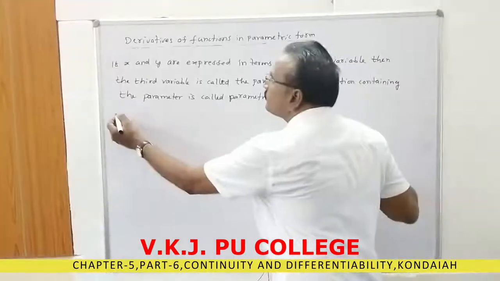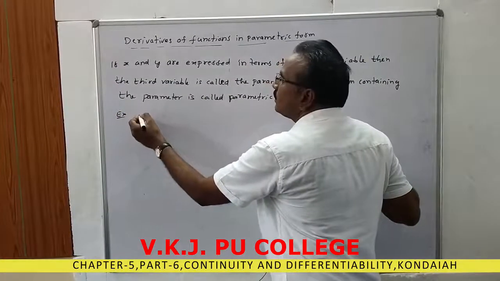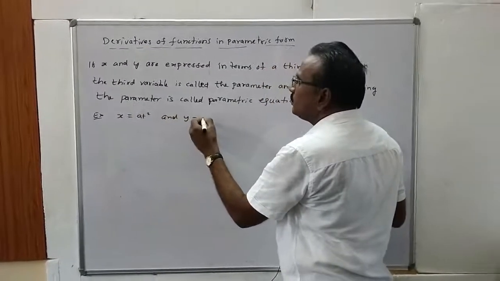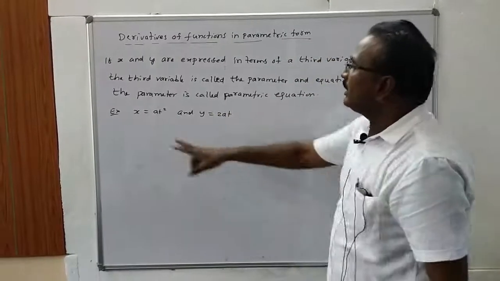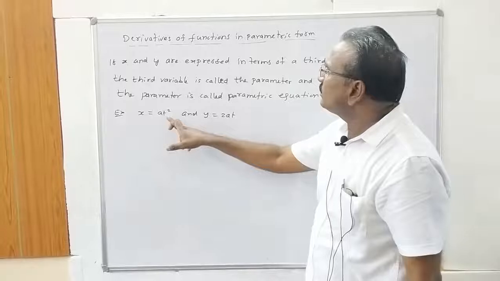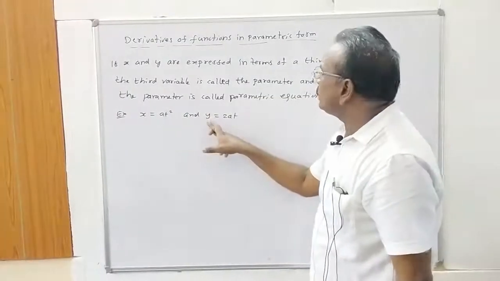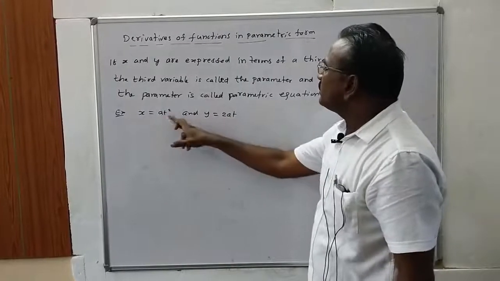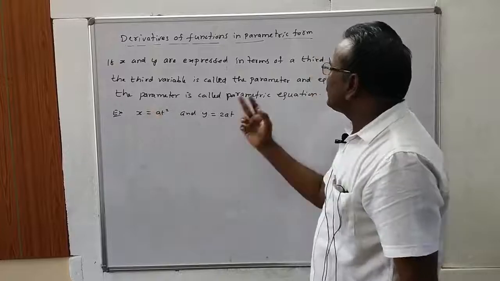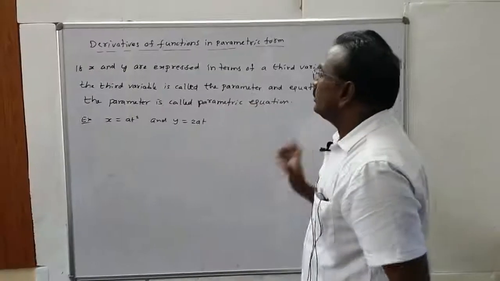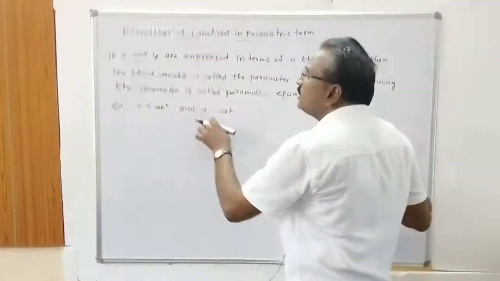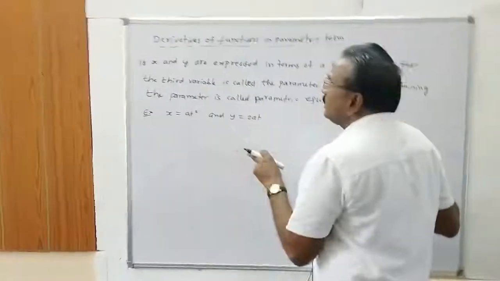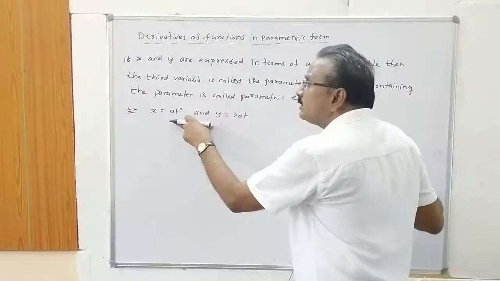For example, x is equal to at square and y is equal to 2a. Here x is in terms of another variable t, y is also in terms of another variable t. Here a is constant. Here t is the third variable. Here both x and y are expressed in terms of the third variable t. So therefore, this type of function is called the parametric form of equation of a function. Right? How to differentiate this parametric form of equations?